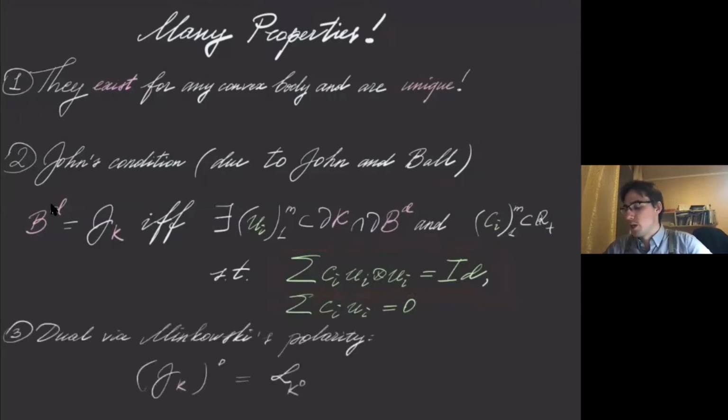The next property is that these two objects are in some sense dual in the sense of Minkowski's polarity. This duality says that if you compute the polar body of the John ellipsoid of the body K, you obtain the Lowner ellipsoid of the body that is polar to the body K.